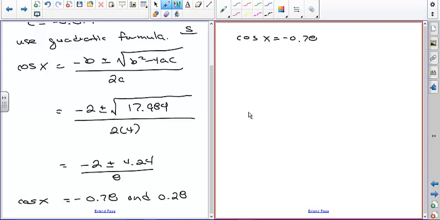So here's your cosine of the angle. What you do is find the reference angle, which is the inverse cosine of the absolute value of negative 0.78. So I need to get my calculator. When you take the absolute value, you always put it in the first quadrant, and the reference angle is always a first quadrant solution.